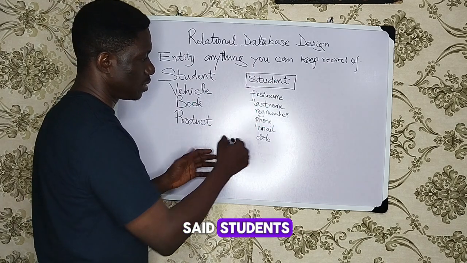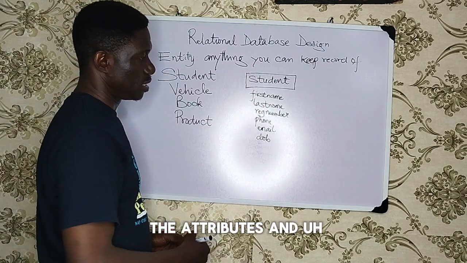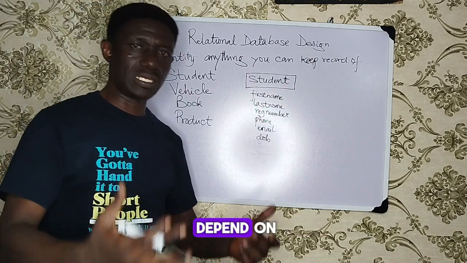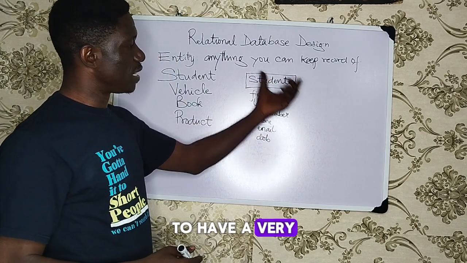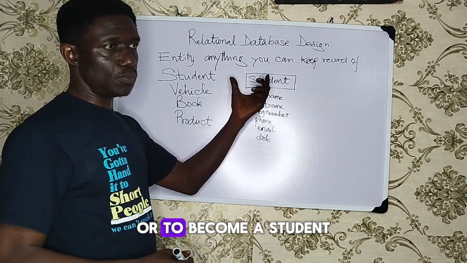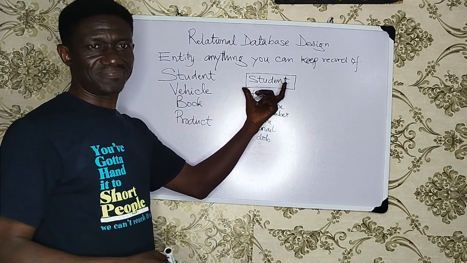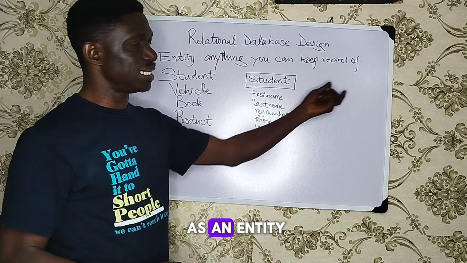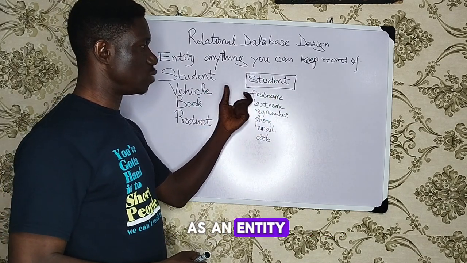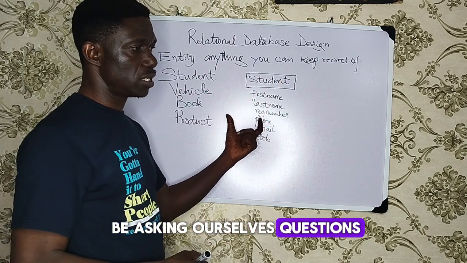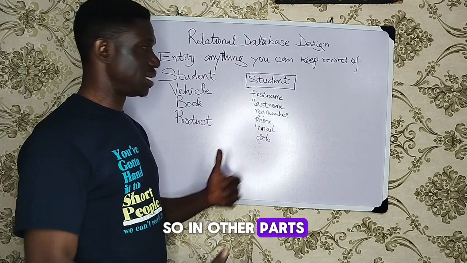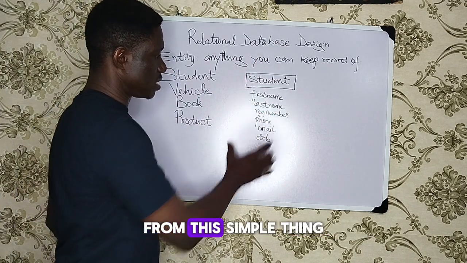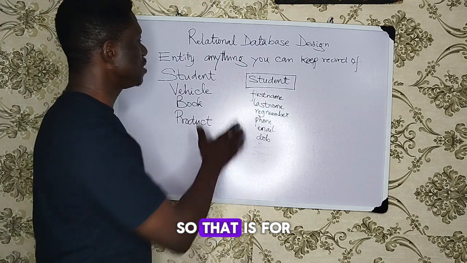We said student, so come up with the attributes, and subsequently we are going to look at the things that the student will depend on to have a very nice interaction or to become a student. What I mean by that is this: when we have department as an entity and we have state as an entity, we are going to be asking ourselves questions. So in other parts of this relational database design, we are going to begin to expand from this simple thing we built. So that is for students.